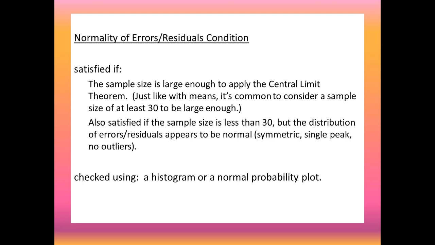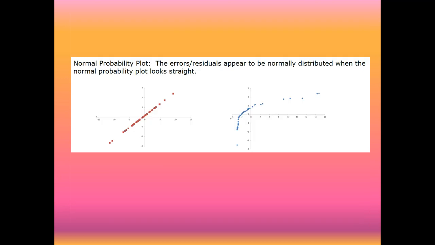Or if the sample size is less than 30, but the distribution of errors or residuals appears to be normal, so symmetric with a single peak and no outliers, which you could check using a histogram, or you could check it using something called a normal probability plot. The normal probability plot isn't referenced in our book, but a lot of software packages make it very easy to construct them, and they're easy to read.